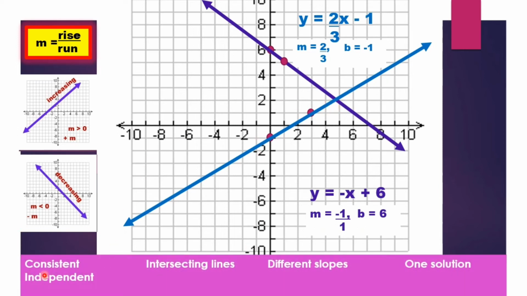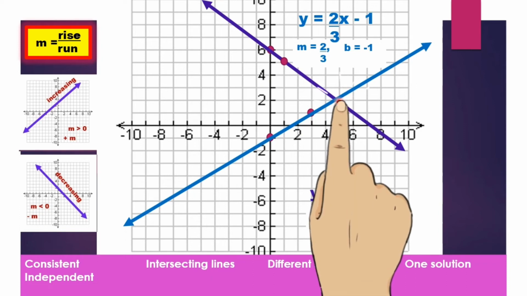This is what we call the consistent independent system. Kasi intersecting line siya. May different slopes at only one solution. Yung solution niya, yung intersection point.